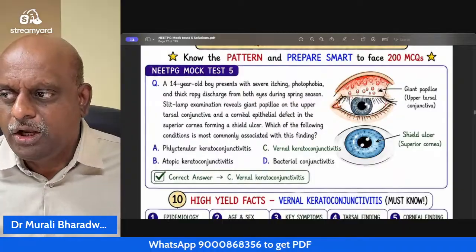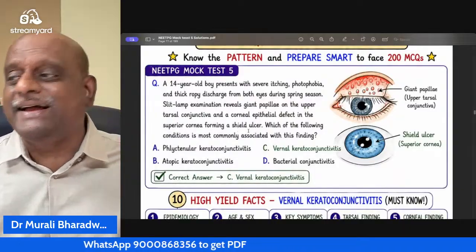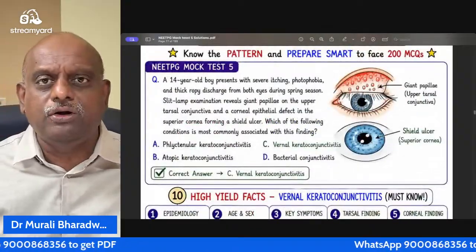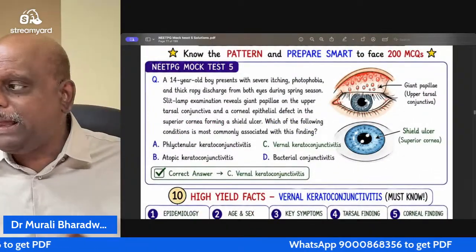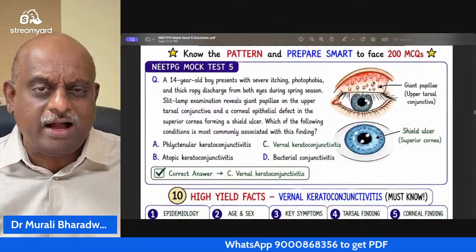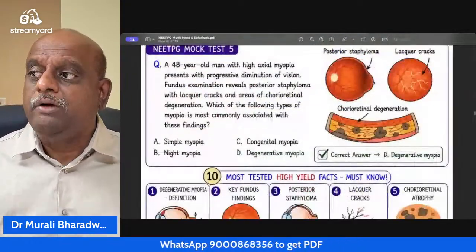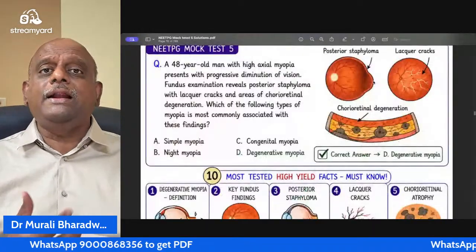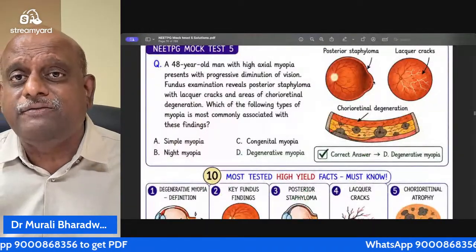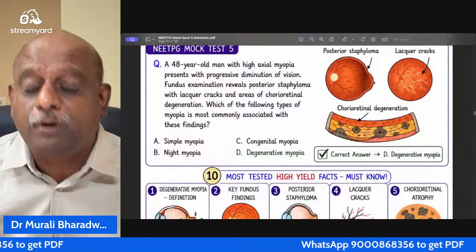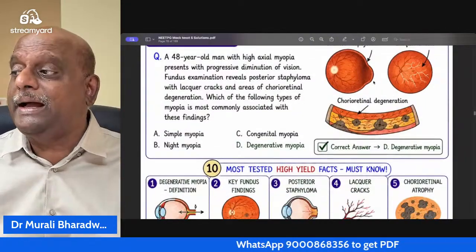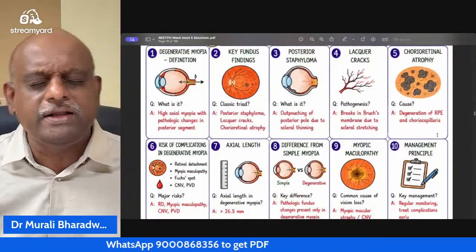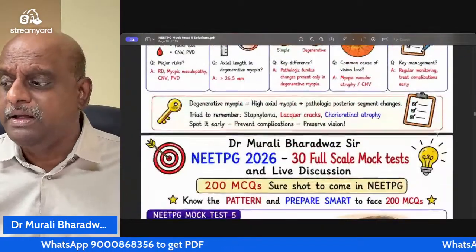14-year-old with corneal epithelial defect, shield ulcer is the keyword. Vernal keratoconjunctivitis, where shield ulcer along the superior cornea, giant papillae in the upper tarsal conjunctiva is the classical feature. 48-year-old with axial myopia. Typically, chorioretinal degeneration is an important risk factor with retinal detachment as a possible complication in case of the myopia, pathological myopia.